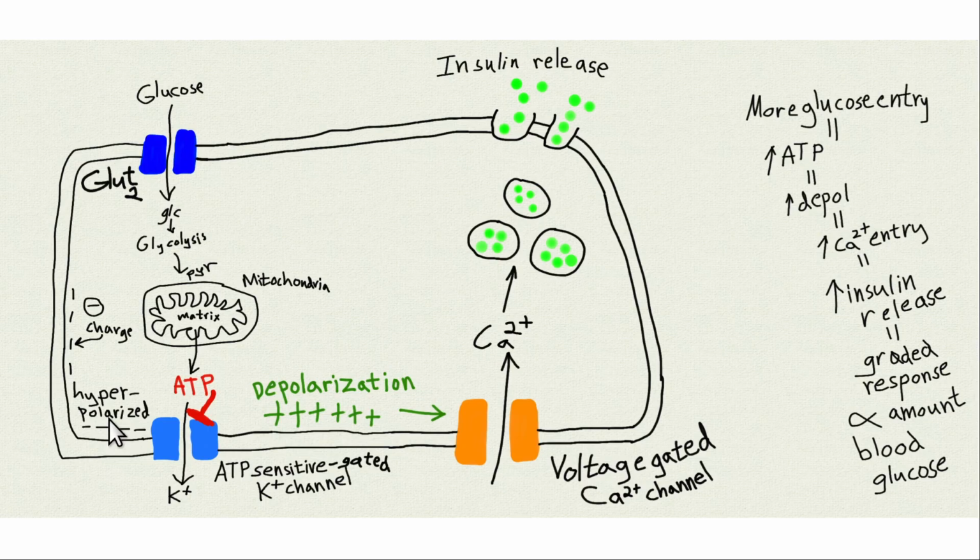It'll have a resting membrane potential, similar to other cells. Let's say in the ballpark of negative 65 millivolts. That or negative 70 millivolts. Just call it negative 65. I find that an easier number to work with. Okay, so anyways, nothing happens.